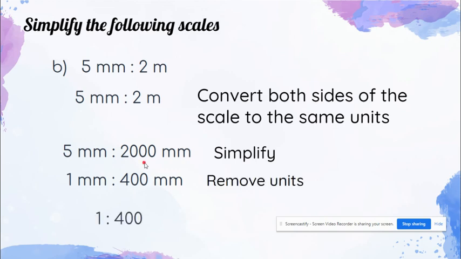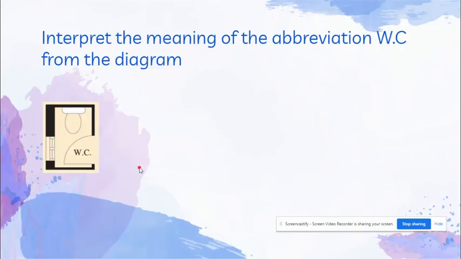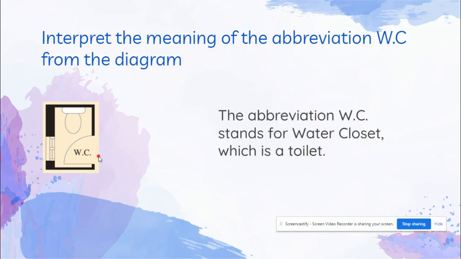All right. Next one. Now we're going to look at the diagram. So interpret the meaning of the abbreviation WC from the diagram. So pretty obvious that's a toilet. Okay, so what does it stand for? The abbreviation stands for water closet, which is a toilet. So when you're looking at a plan, you'll know straight away that that is a toilet.